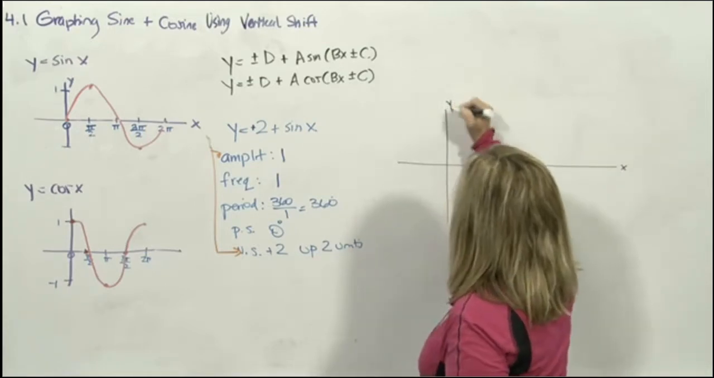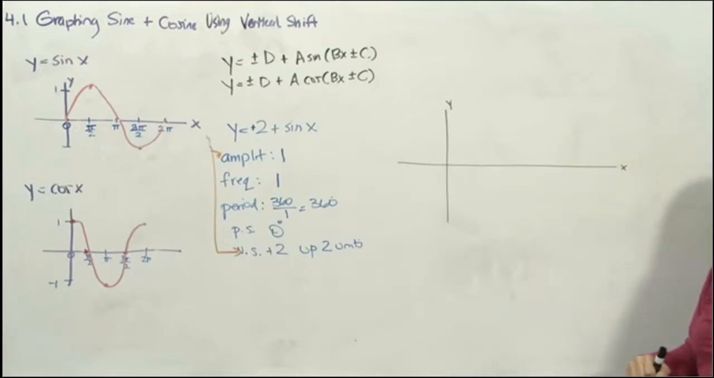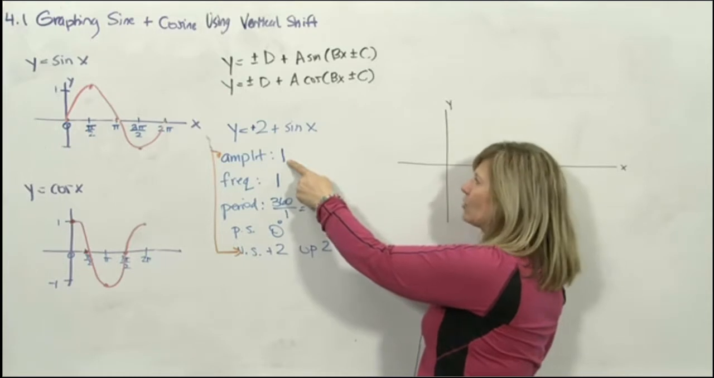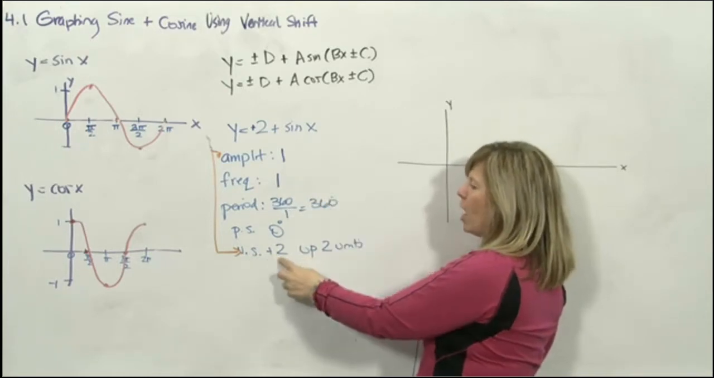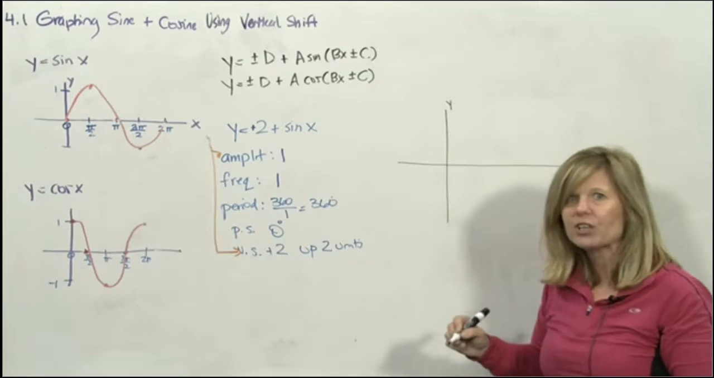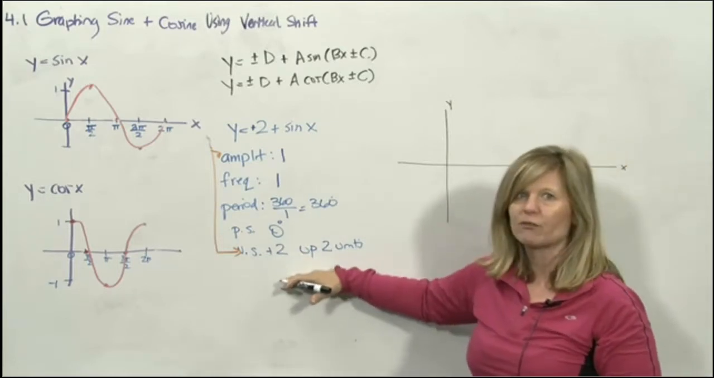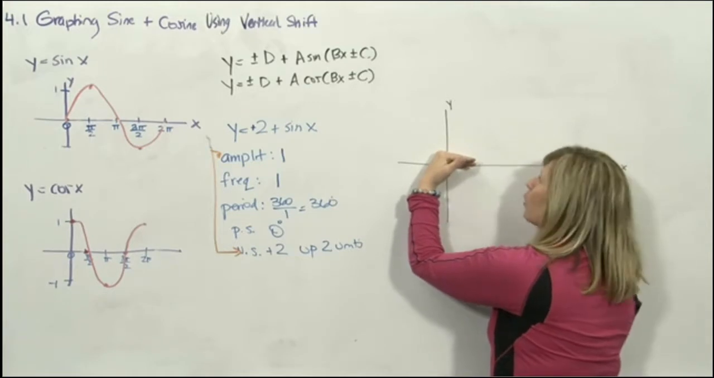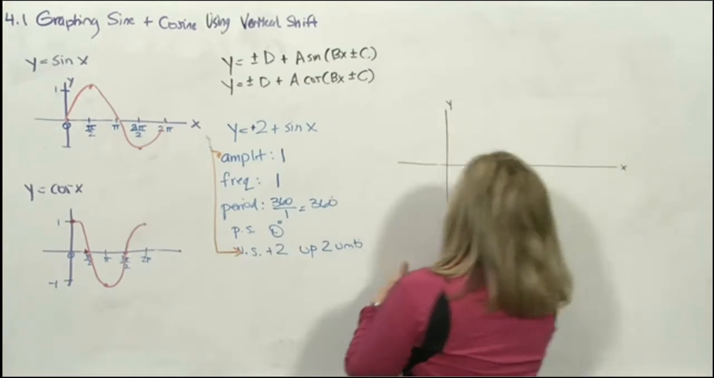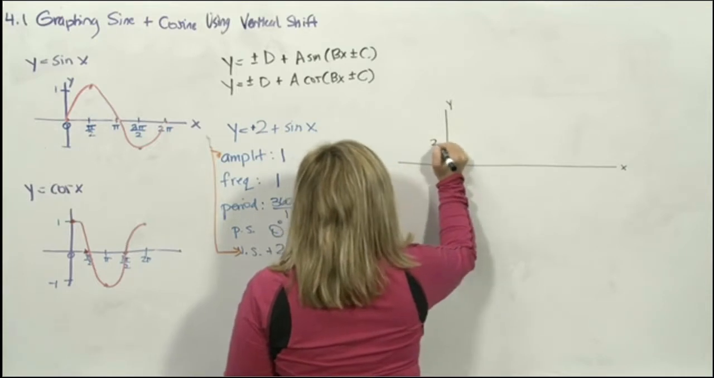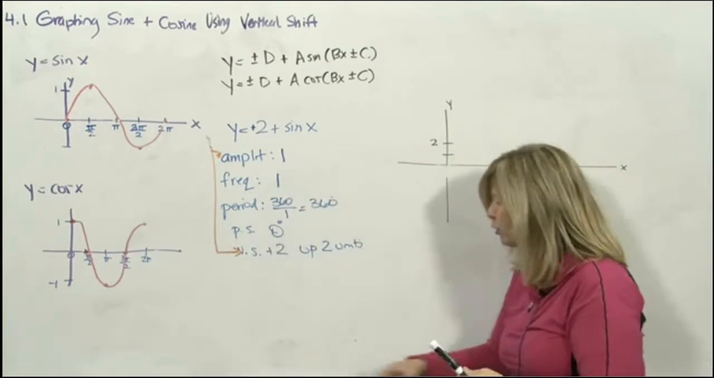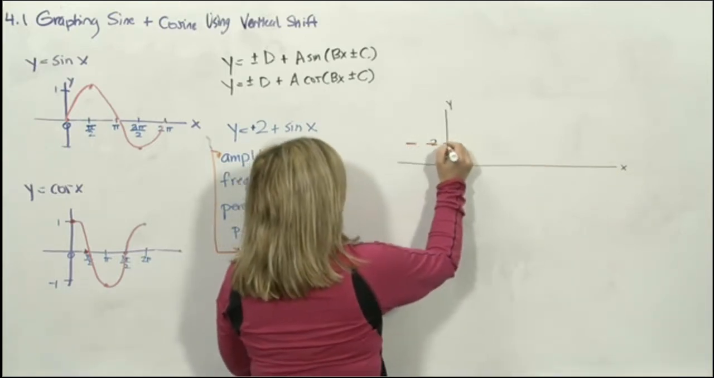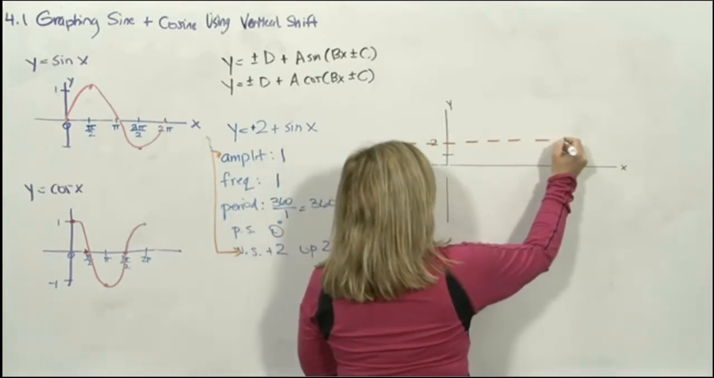X, y. Normally we put the amplitude first, but we can't because the whole graph is going to move up 2 units. So the first thing that's going to go on the graph is the vertical shift. We're going to say, starting here, instead of starting at the origin, we're going to physically move this up 2 units. So we're going to count 1, 2. And the way we're going to show it's moving up 2 units is we're going to draw another horizontal line. And we're going to make it broken to say it's invisible.